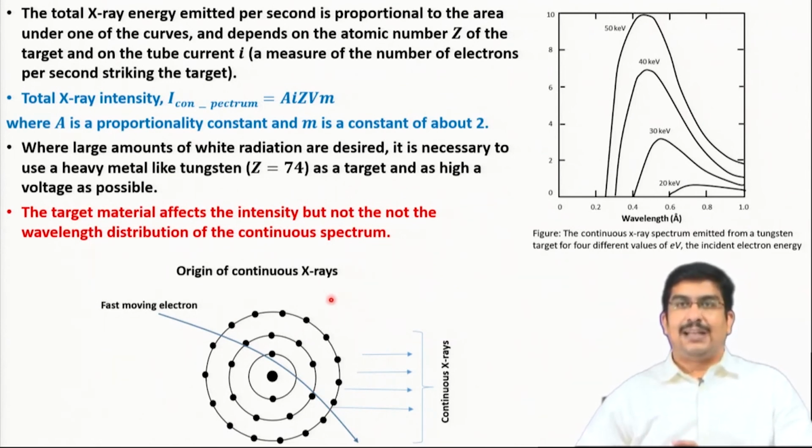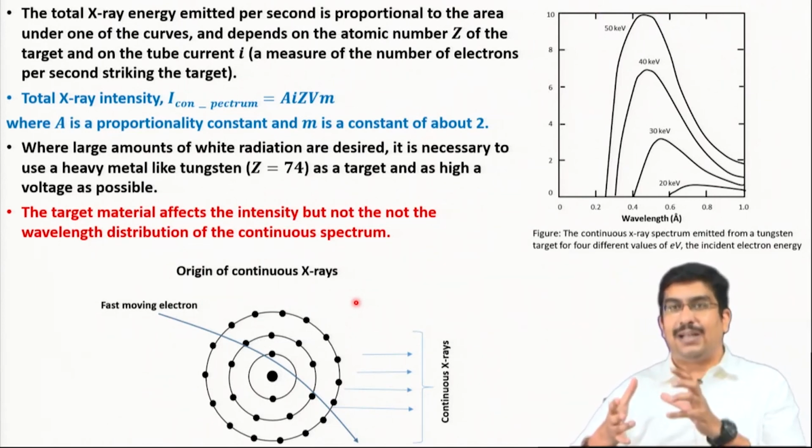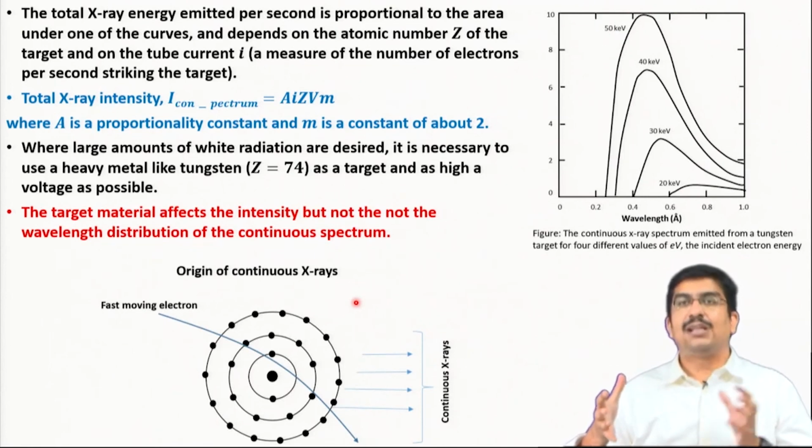This total X-ray energy will depend on the atomic number of the target metal that is used, and also the tube current. Tube current basically means the number of electrons that are striking the target. So it will depend on two things. Number one is the atomic number of the metal atom, because the atomic number is responsible for stopping the electron. If we have a heavier metal, let's say tungsten in comparison to a lighter metal, then tungsten, since it is a heavier metal, has a very heavy positive nucleus and will be effective in stopping the electrons.